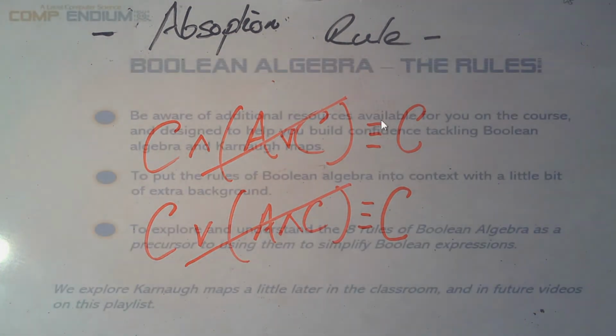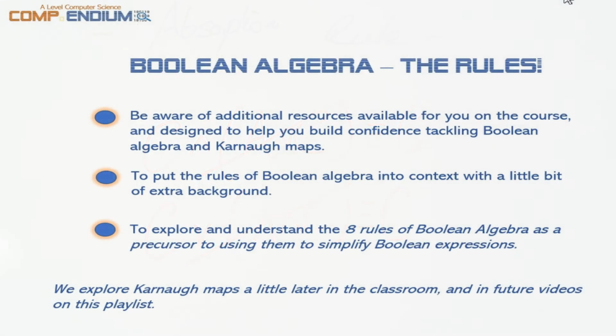Okay, so we've been through all of the 8 rules. Let's pop back to the original slide that we had at the outset of the video. The objectives of the video really were for you to be aware of the additional resources available, to put the rules of Boolean algebra into a bit of context, which we did by looking at the 5 minimum requirements on the OCR Spec, and to explore and understand the 8 rules of Boolean algebra as a precursor to using them to simplify Boolean expressions, which is what we're going to do in the next video.